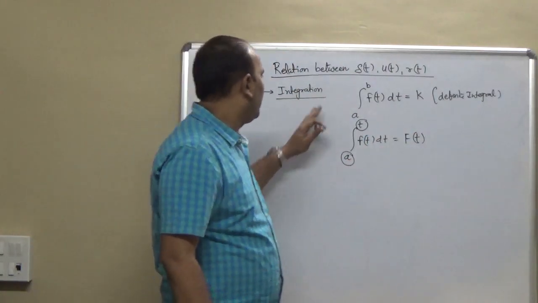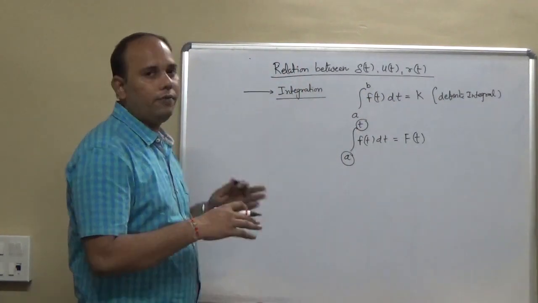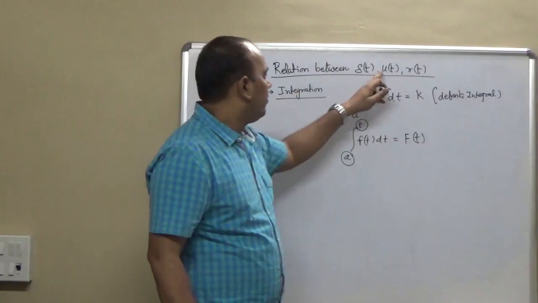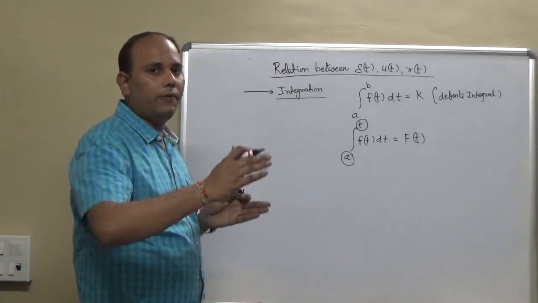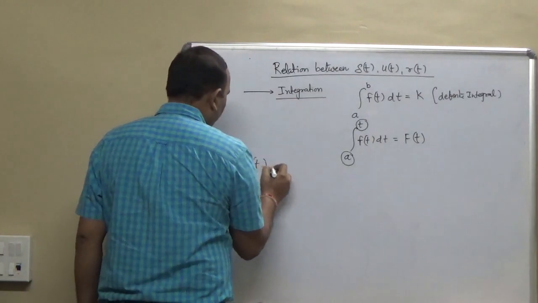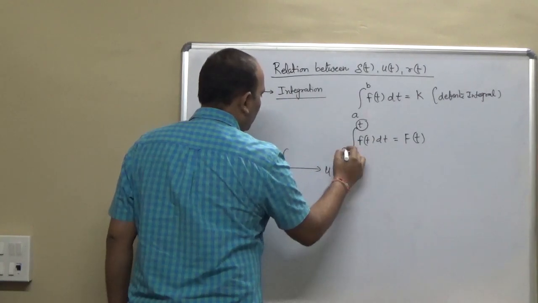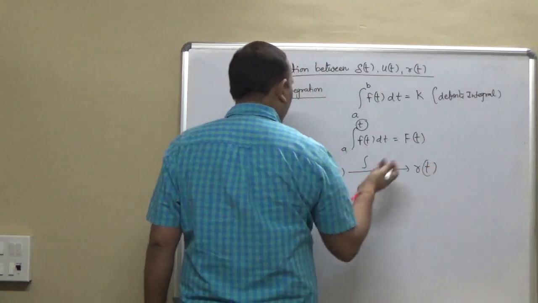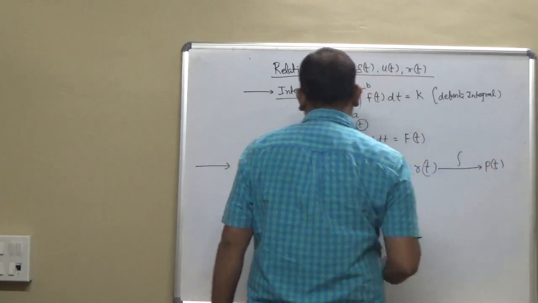So this concept is used here in the relation of del t, u t and r t. That means when we integrate any function from any initial point to the time domain t, then you will get a different function, that will be a function of time, okay, and it will not be a constant, it will be varying with respect to t. So first thing, if we are having del t, then after integration you will get u t, and when we integrate the u t, then you will get the ramp t, and if again you integrate this one, then you will get the parabola.